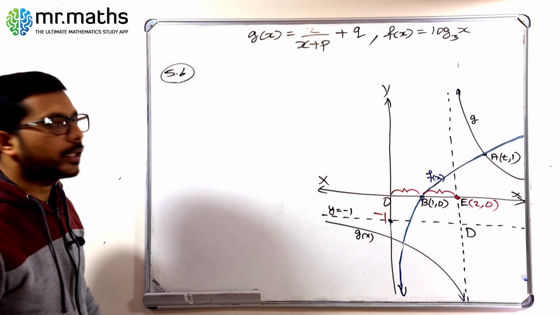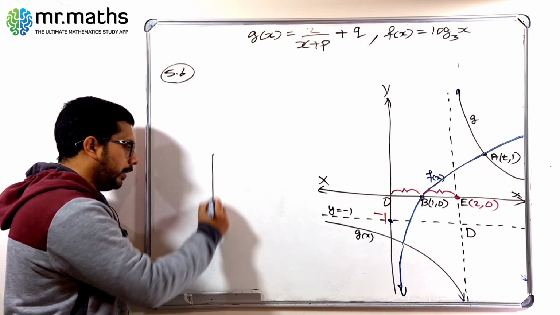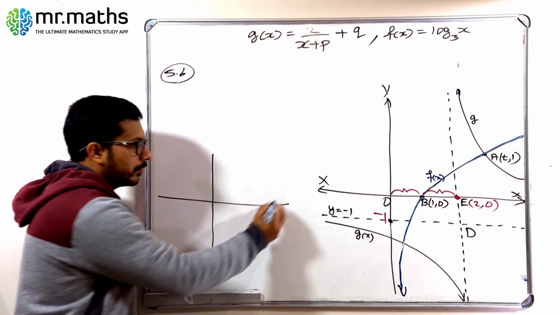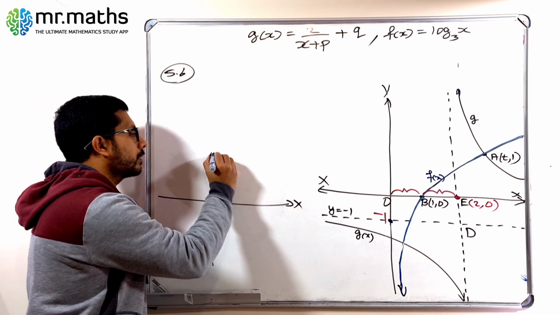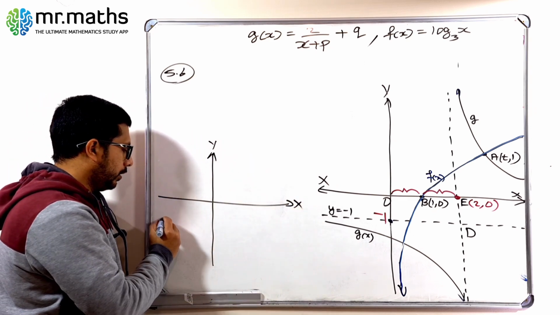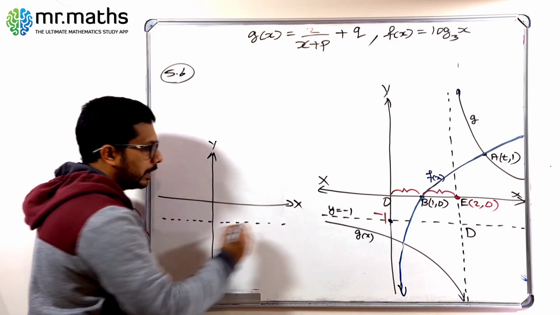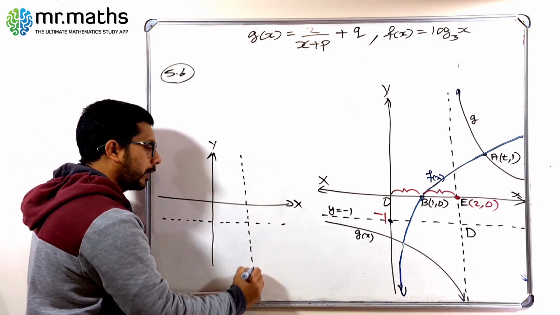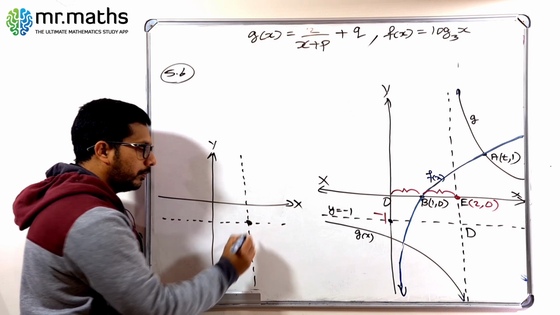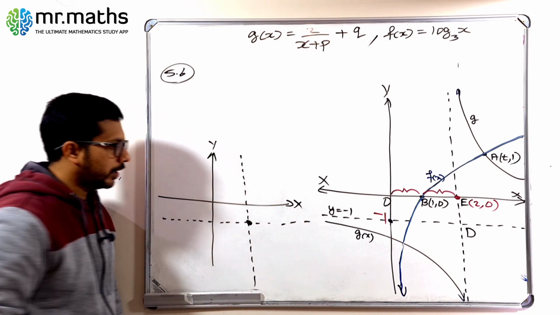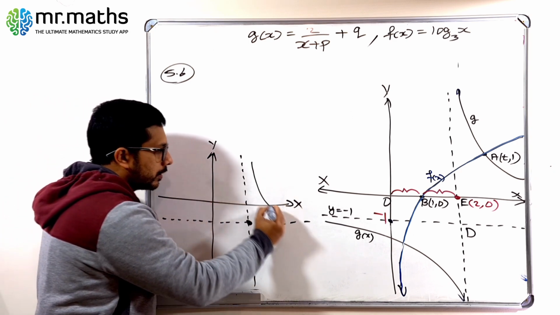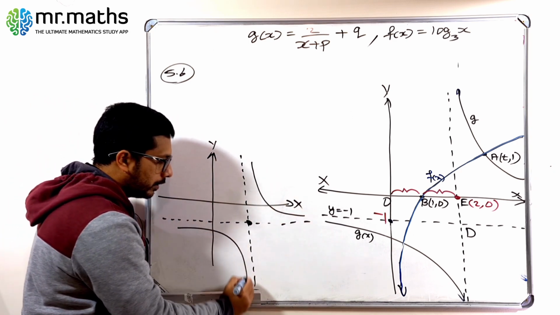Before I explain that one, try to understand here. I want to explain something here. This is our x and y axis. Assume that this is the x axis and y axis. Now you know that this is the asymptote, and this is another asymptote. This is the point where both the asymptotes intersect. Assume that this is the hyperbolic graph.